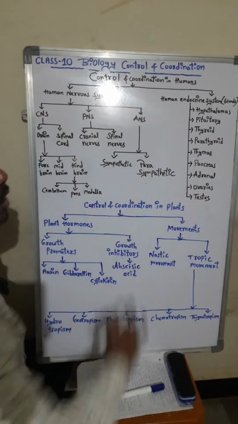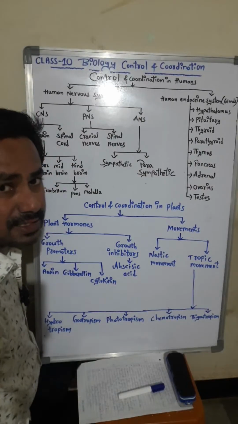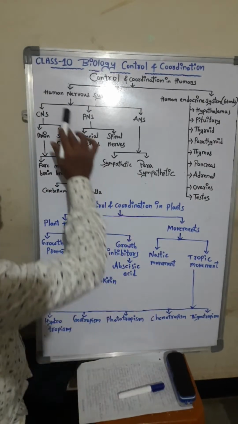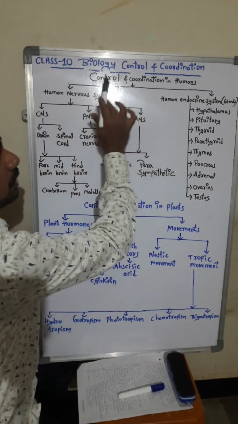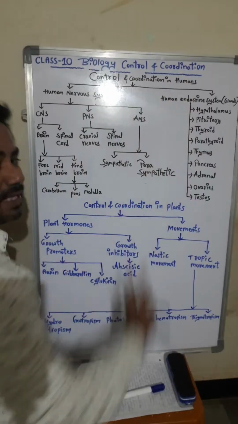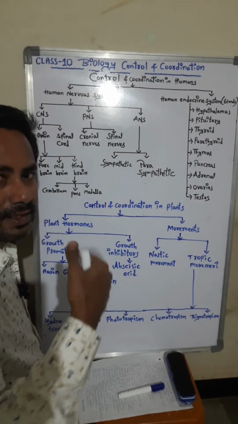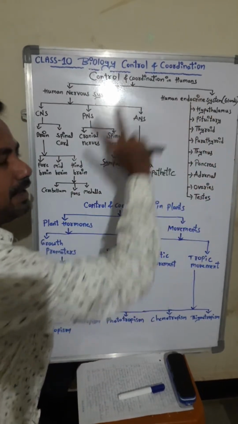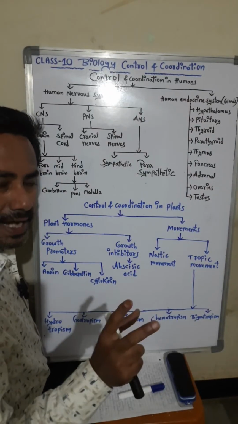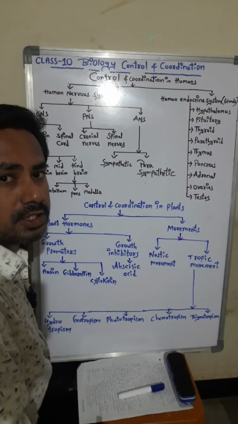So, clear about control and coordination in humans? Is it clear? If you have any doubts, you can raise your hands. You can ask questions in the comment section. Okay. Human nervous system. Control and coordination in humans is done by two things: one is the nervous system, another is the endocrine system. You have to keep this in mind. The endocrine system has a specialized group of cells called glands. These different glands release different hormones which are very helpful for us.